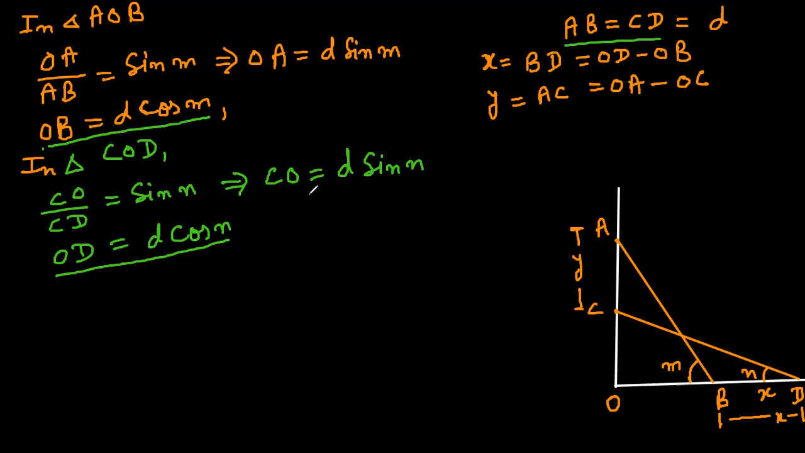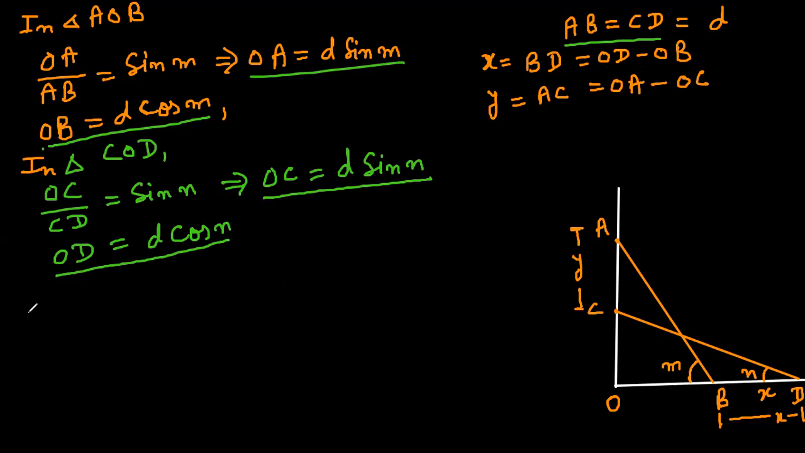We get the value of OB, OC, and OA. Since we have written here OC, it's a good idea to write OC in place of CO. So we get the values of OC, OA, OB, OD. Can we put it here, x over y, and we get our answer.